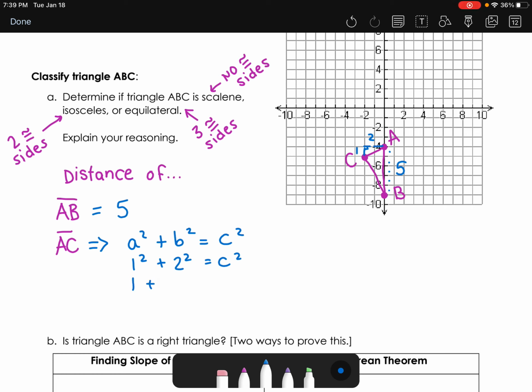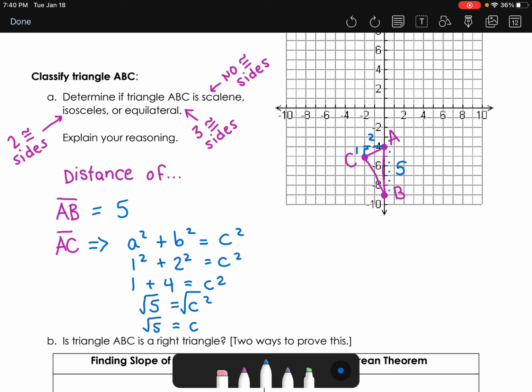1 squared is just 1, plus 2 squared, which is 4, equals C squared. 1 plus 4, 5, you got it, equals C squared. If I take the square root of both sides, then I get that C is the square root of 5. Now you could use C, you could use X. I just kept it as C. And there you have it. AC is equal to the square root of 5.